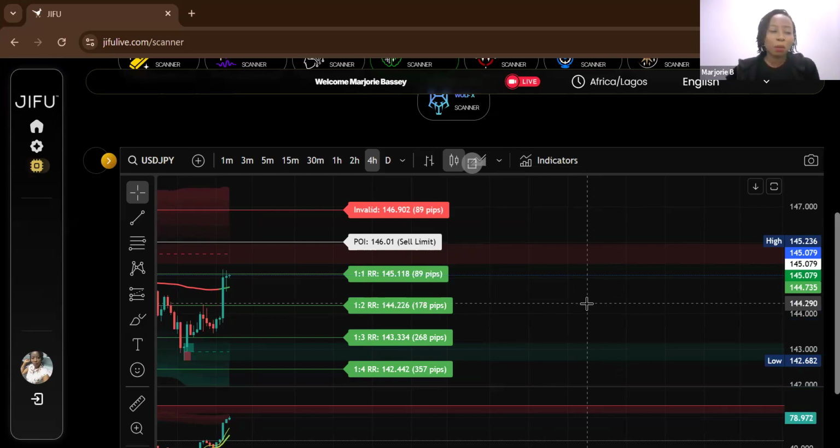Now, a resistance, let's put it in simple terms, is like a ceiling. And the floor, the supply is like the floor. So when you throw a ball up to the ceiling, what happens? Will that ball come down? Please reply in the chat box. Yes or no? I want to see your responses. Okay, yes, the ball will come down.